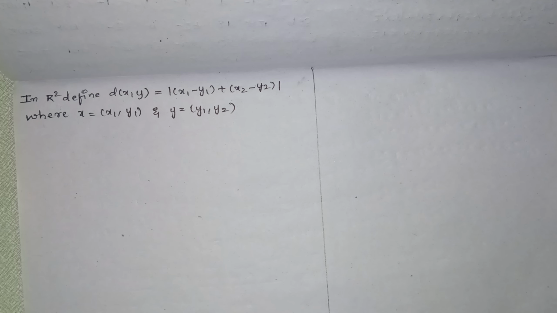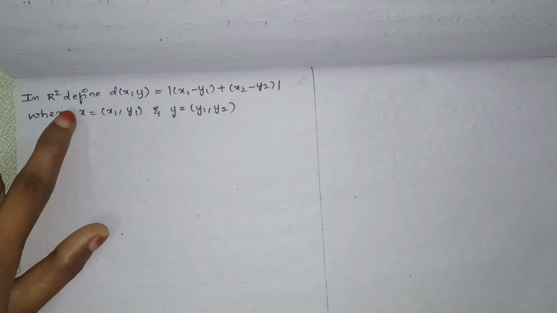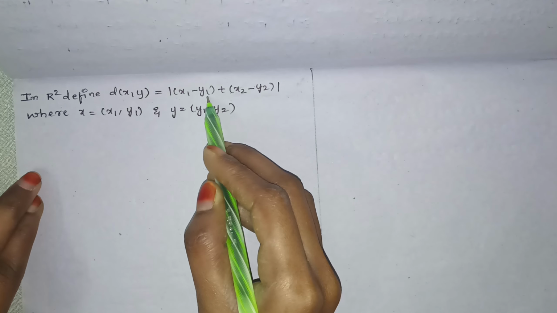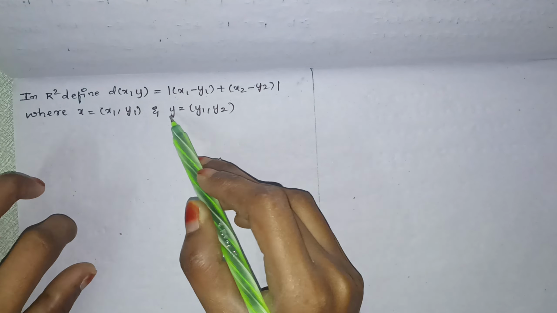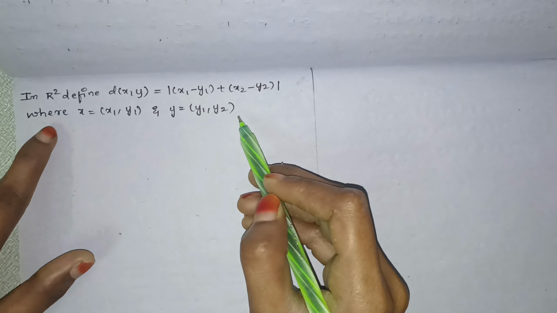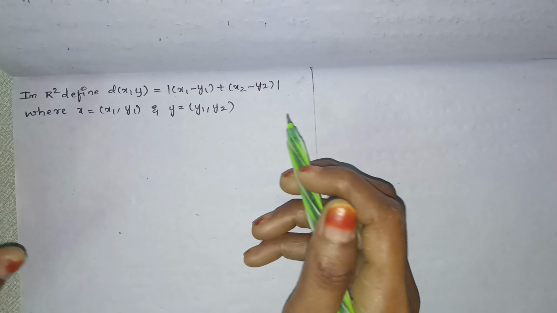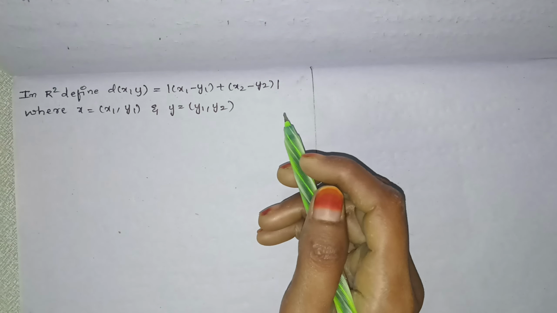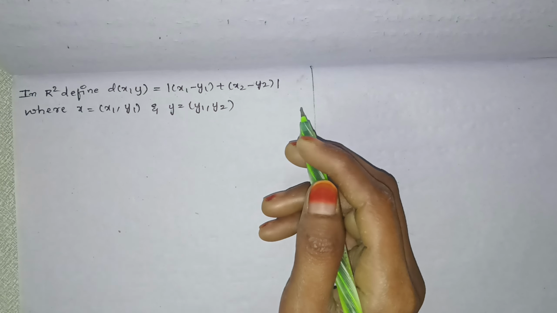So today we are going to see how to solve the problems on a metric space. In R square, define d of x comma y is equal to mod x1 minus y1 plus x2 minus y2, where x is equal to x1, x2 and y is equal to y1, y2. So we need to prove that this d of x comma y is a metric space. In order to prove that d of x comma y is a metric space, we need to satisfy the four conditions as we learnt. So, we will see the conditions step by step.